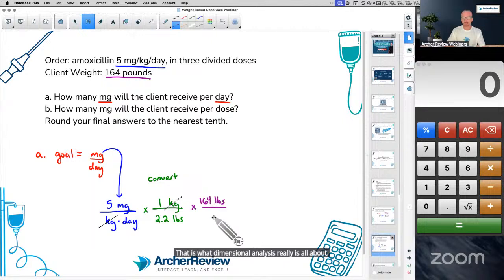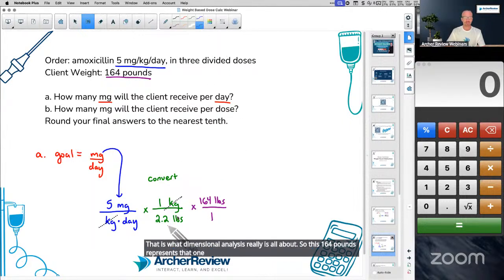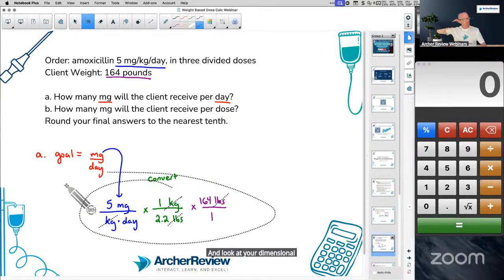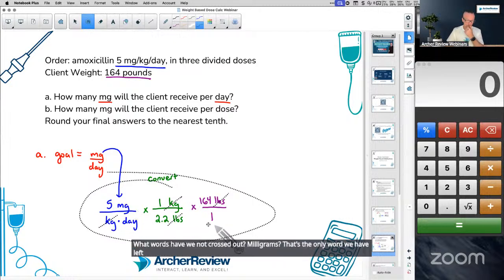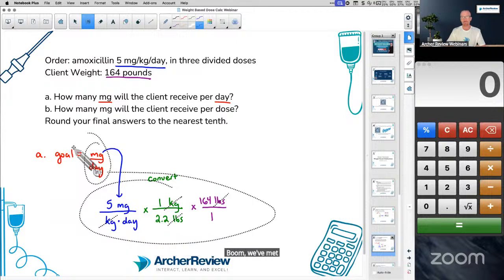So this 164 pounds represents that one client. We're going to cancel out pounds and look at your dimensional analysis, y'all. What words do you have left? What words have we not crossed out? Milligrams. That's the only word we have left at the top. The only word we have left at the bottom is day. Boom, we've met our goal. And you can do this every time. The problems are going to get crazier.